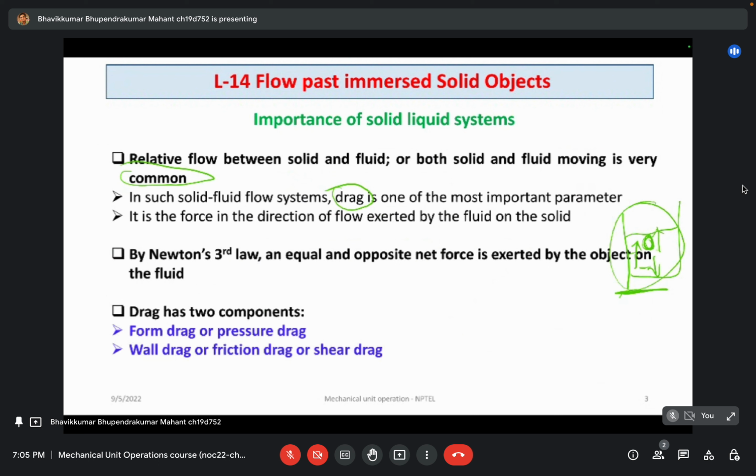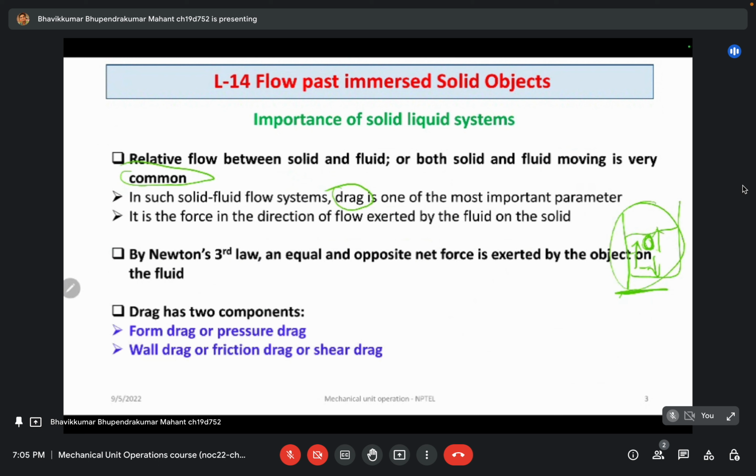So firstly, if we talk about drag, because drag is important in the solid liquid system, I didn't cover everything in this presentation. All the main points I covered, and there is sufficient information for you to solve your example problems as well as your theoretical assignment problems.